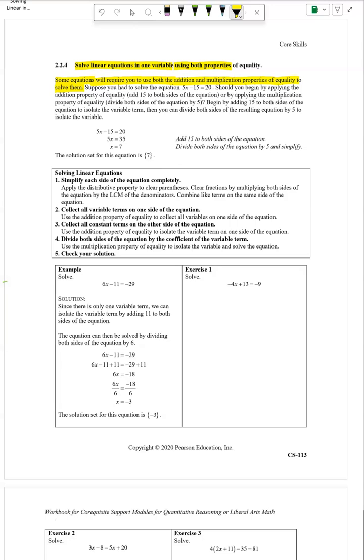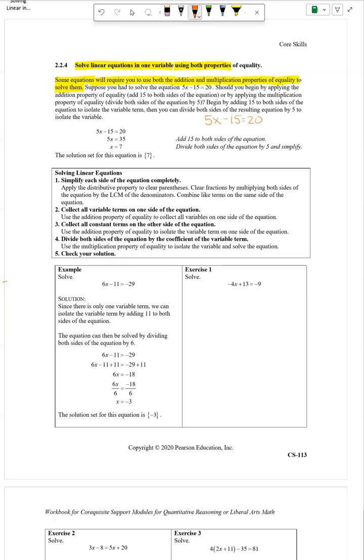It's the same thing as addition and subtraction. So we're going to look at this example that they gave us: 5x minus 15 equals 20. They posed the question of, should you start by subtracting or adding, or should you start by dividing?